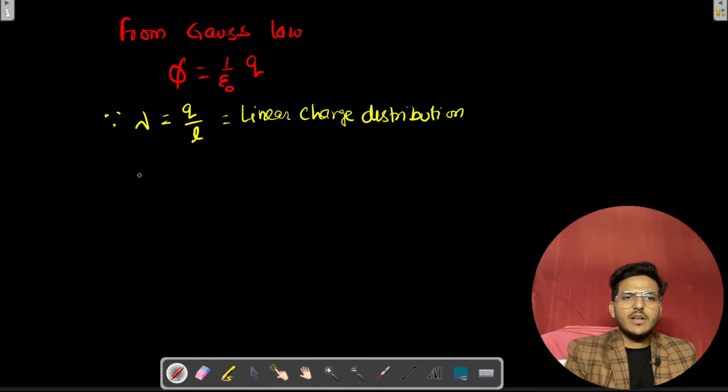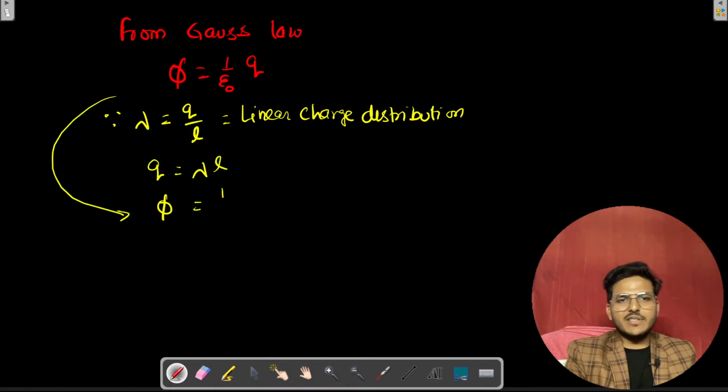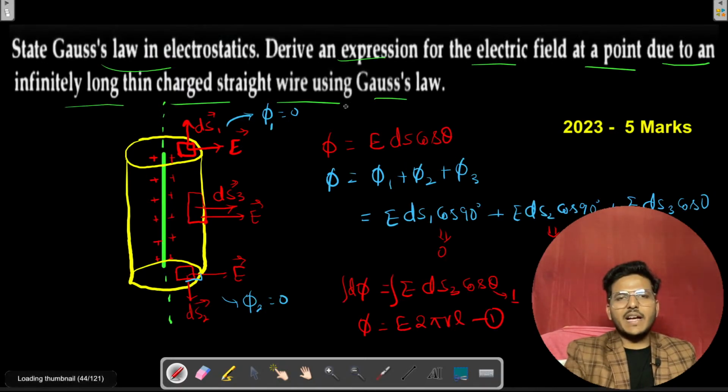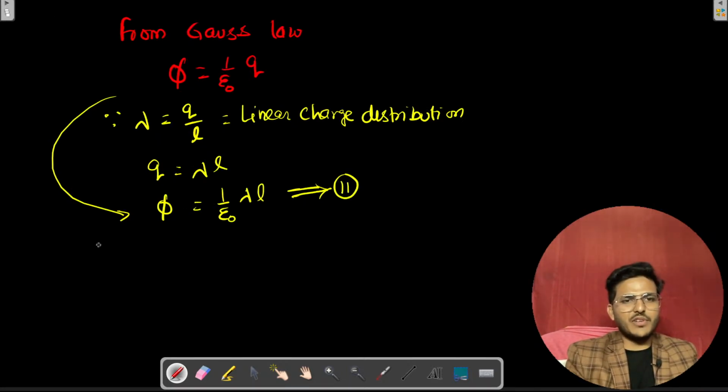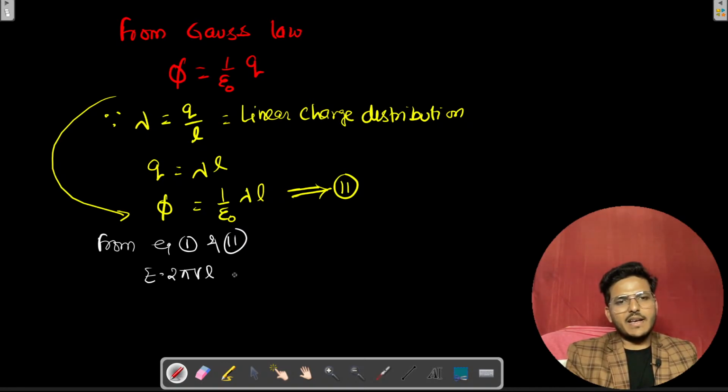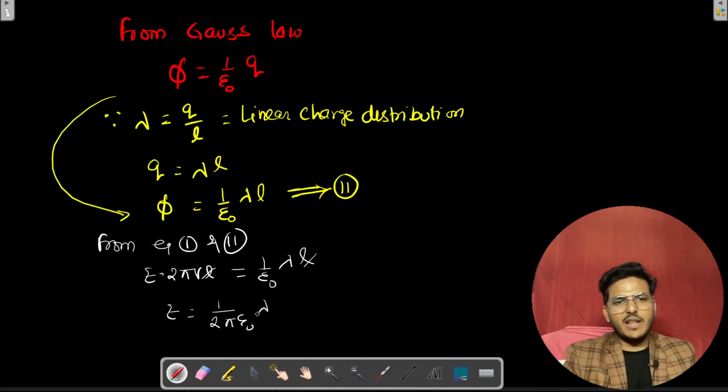So calculate the value of Q. Q equals lambda times L. Now putting here, phi is equal to 1 upon epsilon naught times lambda L. This is equation number second. From first and second, this one is the value of phi and this one is also the value of phi. This is E 2 pi rL. From equations first and second, you will get E times 2 pi rL, which is equal to 1 upon epsilon naught times lambda L, right? The value of L cancels out. E is equal to 1 upon 2 pi epsilon naught times lambda upon r.